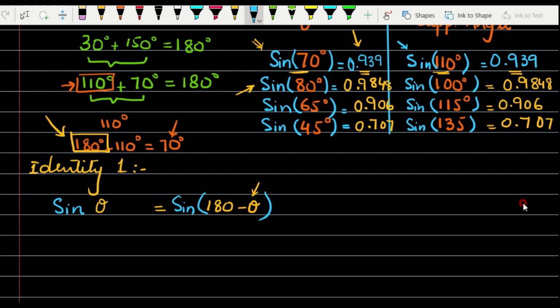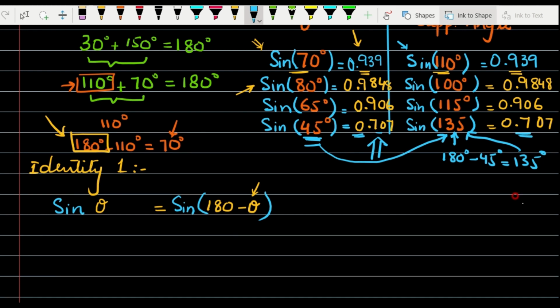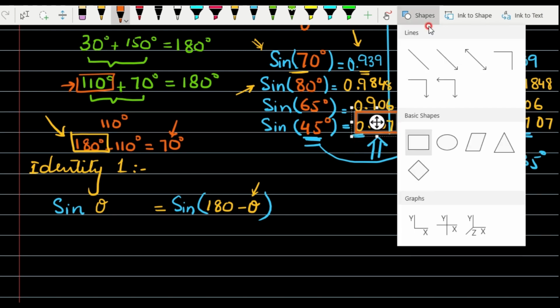Yes, the answer will be the same, as we have proved here. The sine of 45 degrees is 0.707, and if we get its supplementary angle by subtracting it from 180 degrees, 180 minus 45, it gives us 135. Once we take its sine, the answer is 0.707, which is the same on both sides. You can just observe here, it is the same.